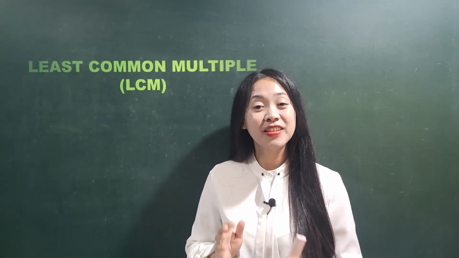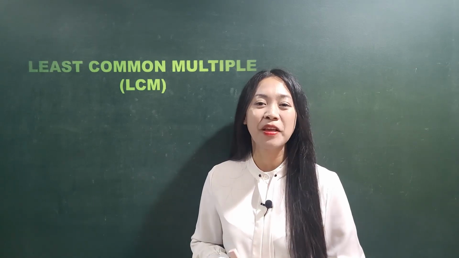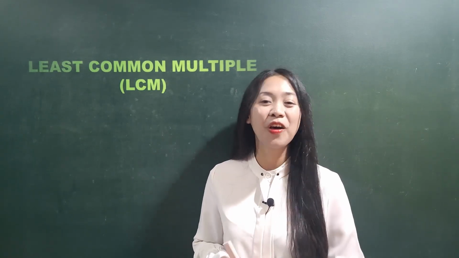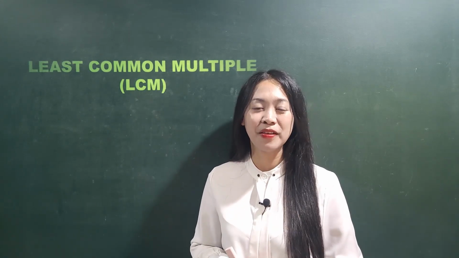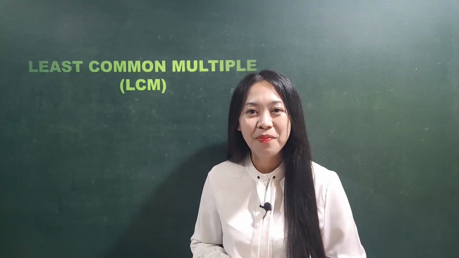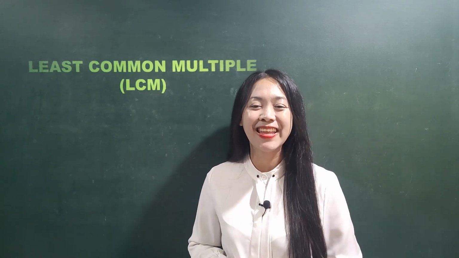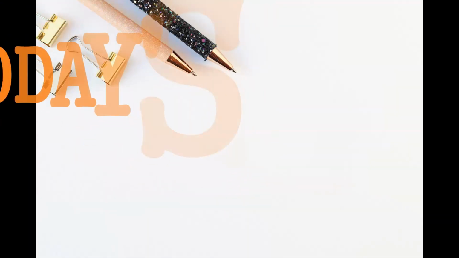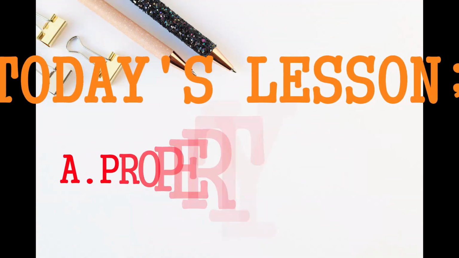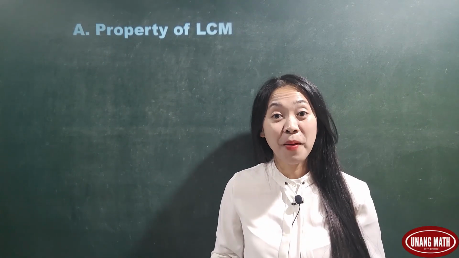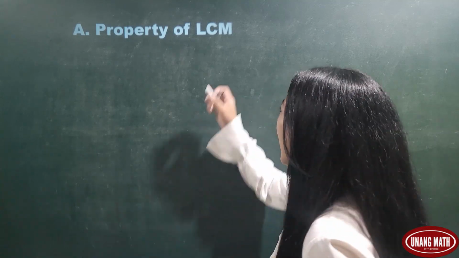Actually, there's similarity and difference between finding the LCM of numbers to that of GCF of numbers. So you need to focus while I discuss so you'll be able to point the similarity and difference. Let's start with the property of LCM.